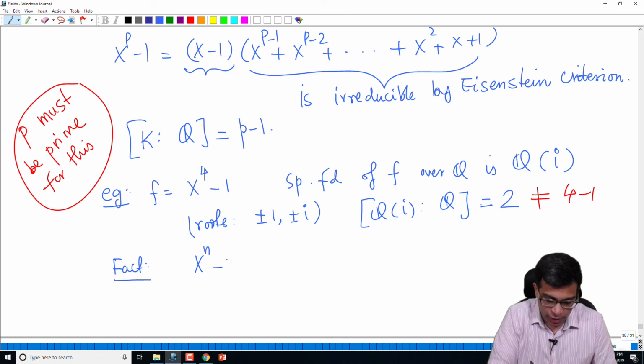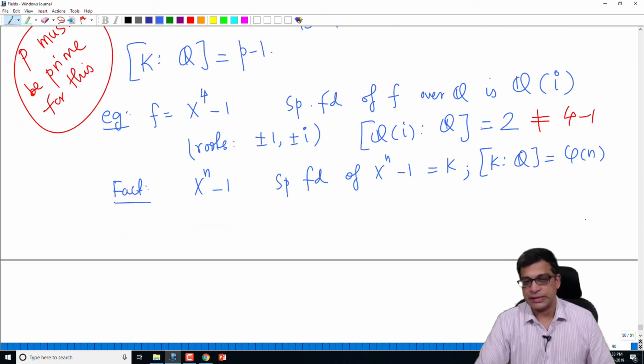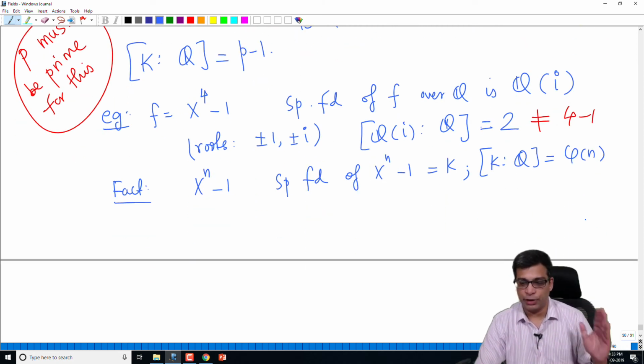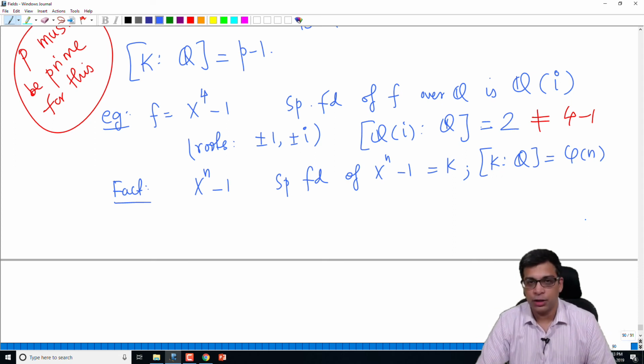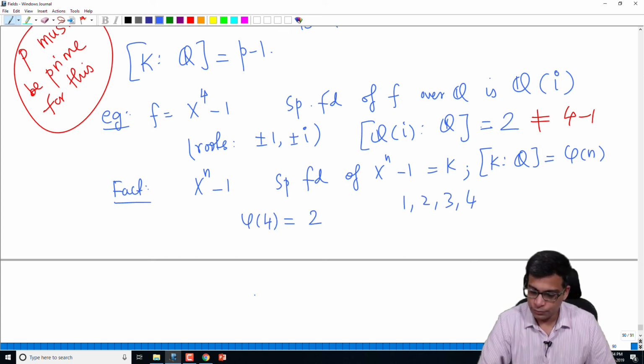If you take x^n minus 1, the splitting field of this is K, let's say, then [K:Q] is actually the Euler function phi(n). This is the number of integers between 1 and n that are coprime to n. For n equal to p, that's exactly p minus 1. And for 4, for example, you know that it's 2, because out of 1, 2, 3, 4, the coprime ones are 1 and 3.